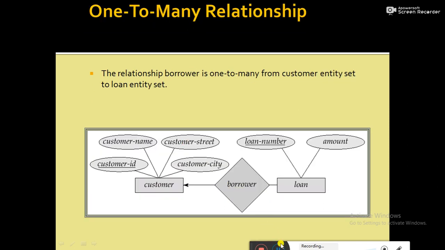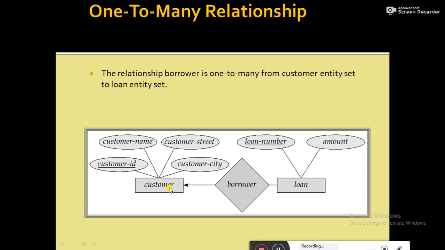And then take another example. This diagram represents a one-to-many relationship. In that example, the relationship set borrower is one-to-many from customer to loan. That is why there is a directed line from borrower to customer, with the arrow pointing towards the customer. The arrow pointing towards the customer means the borrower relationship is one-to-many from customer to loan.